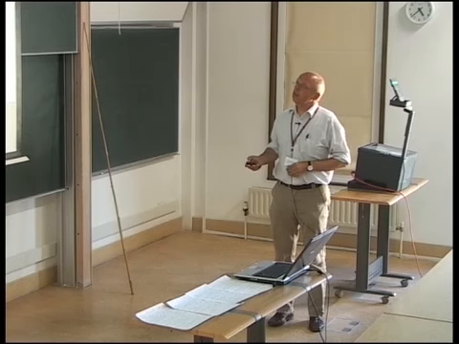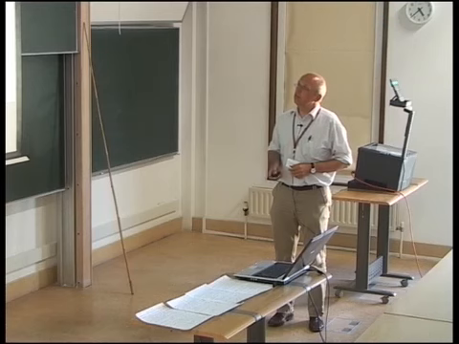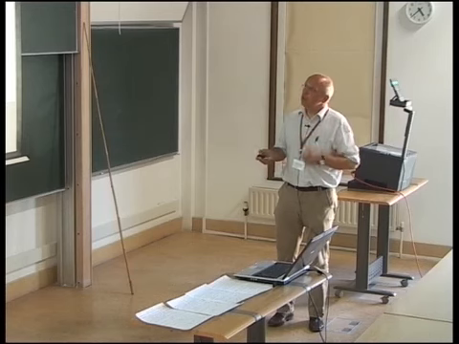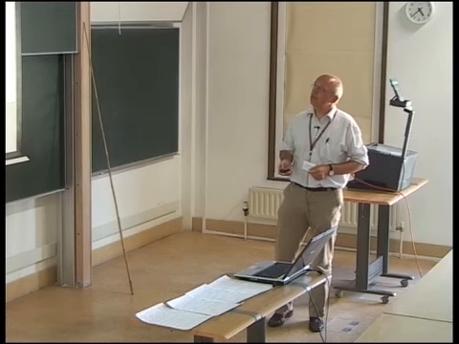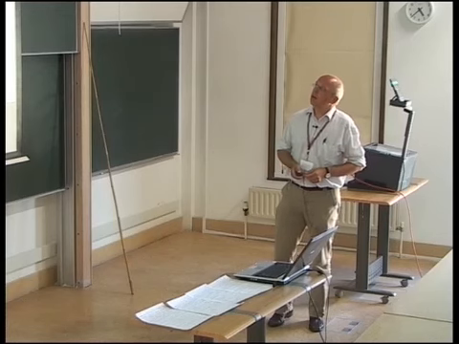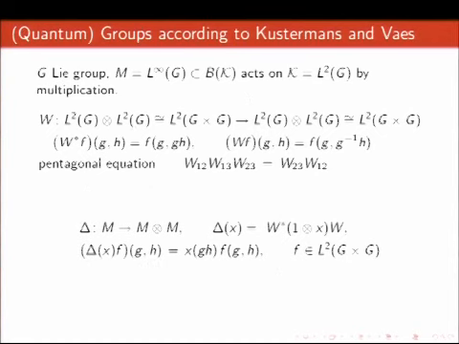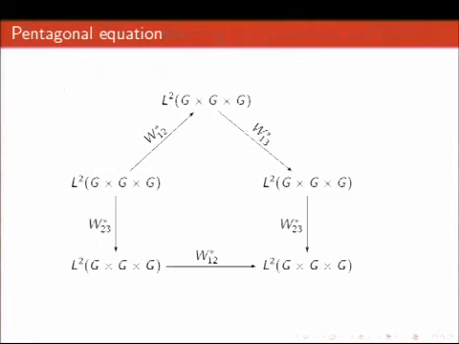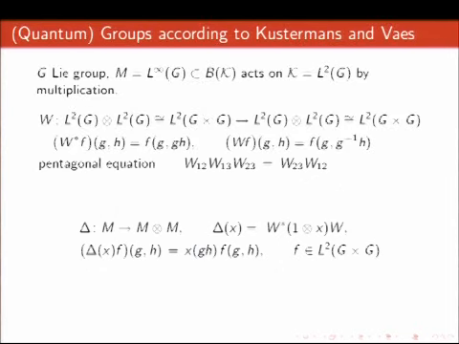Okay, at this point it's not really that relevant, so let's focus on the pentagonal equation. Actually it's easier to do this for the adjoint, because then I don't have to take inverses, and it's a bit easier to see what's going on. So the pentagonal equation says that if I start with a function of three variables, I apply the adjoint of W23. Well, I should explain maybe what the leg numbering is. I forgot.